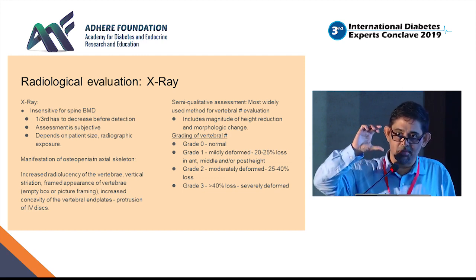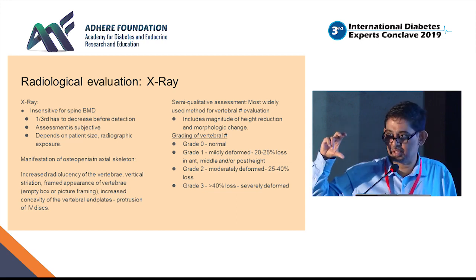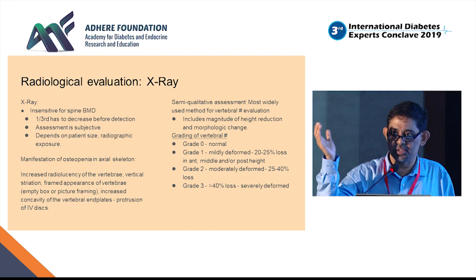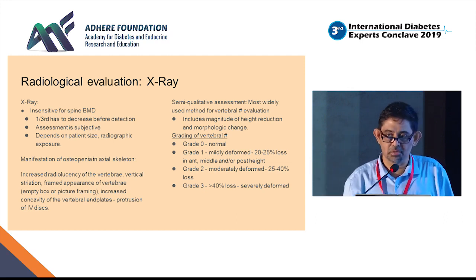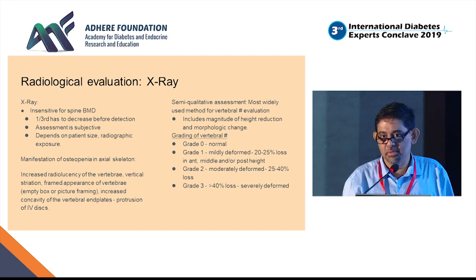If the vertebra has asymmetrically collapsed, so if you have an anterior versus posterior height which is 30% or 40% different, it's easy to see. But if the entire vertebra has slightly collapsed, it becomes a little more difficult to have a semi-qualitative assessment.